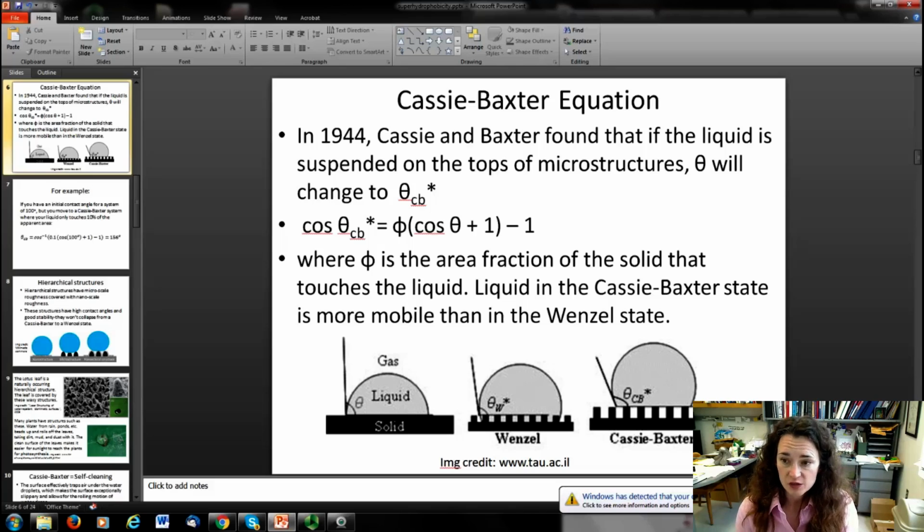And liquid in the Cassie-Baxter state is actually much more mobile than in the Wenzel state. So if you have something that's hydrophobic naturally, and then you put it in the Wenzel state, the contact angle might increase even more. But if you put it in the Cassie-Baxter state, it'll increase even more than that.